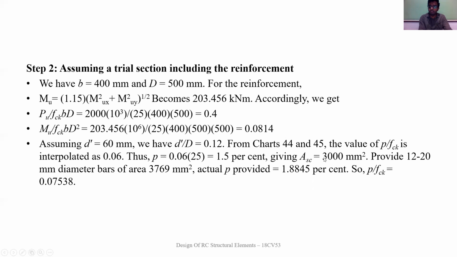For this particular area of steel obtained, we are providing 12 numbers of 20 mm dia bars, whose area will be 3769, which is greater than the area required, and the percentage of steel provided now is 1.88%. So p by fck will be 0.075. Here we have assumed d dash as 60, and hence we have got d dash by D as 0.12.